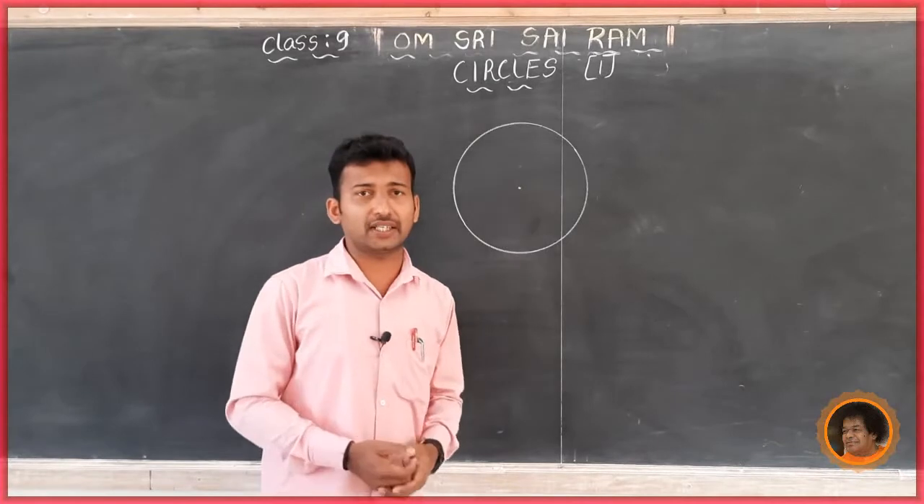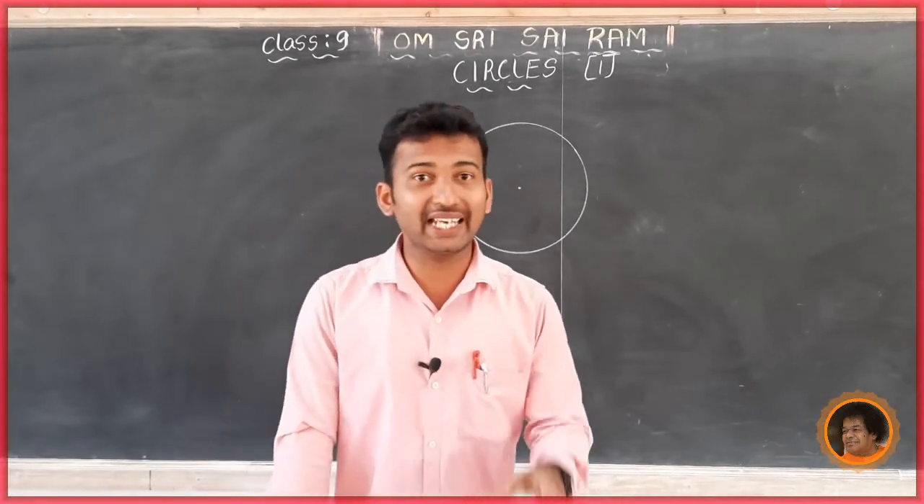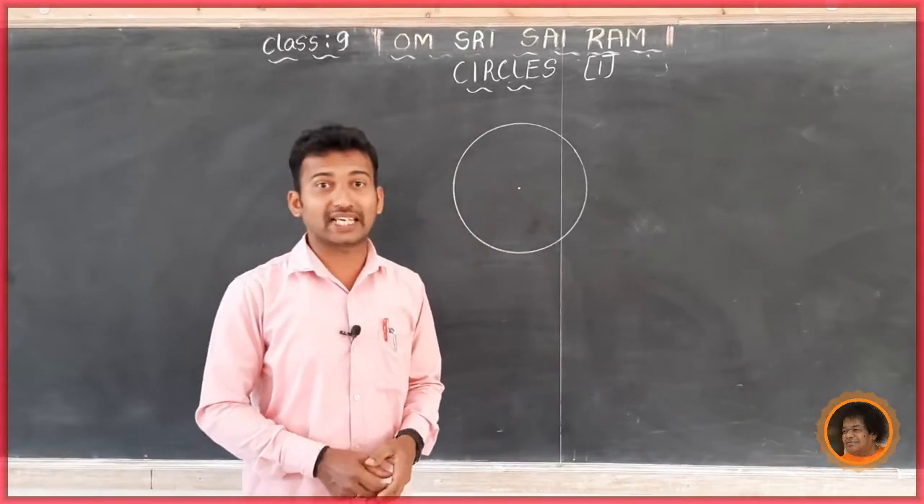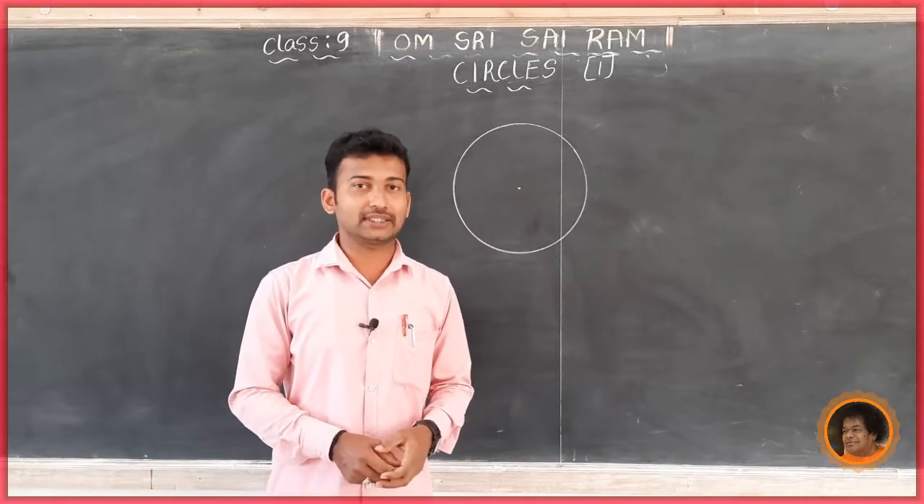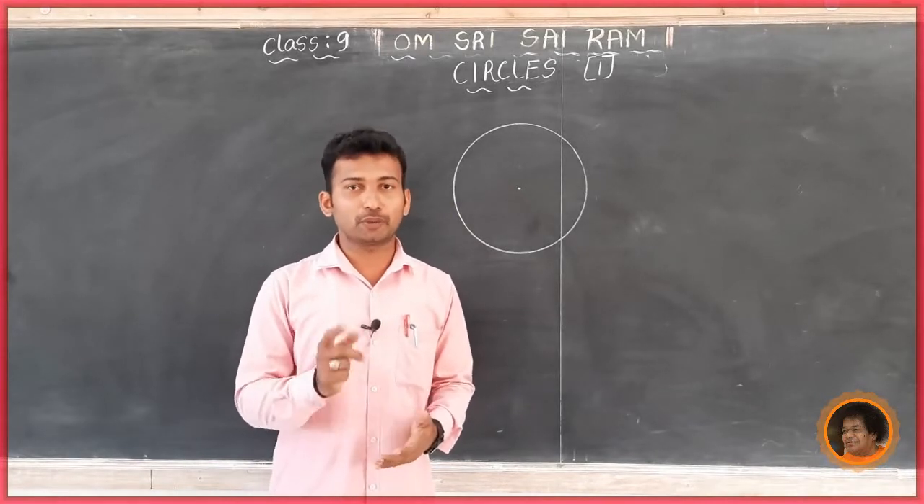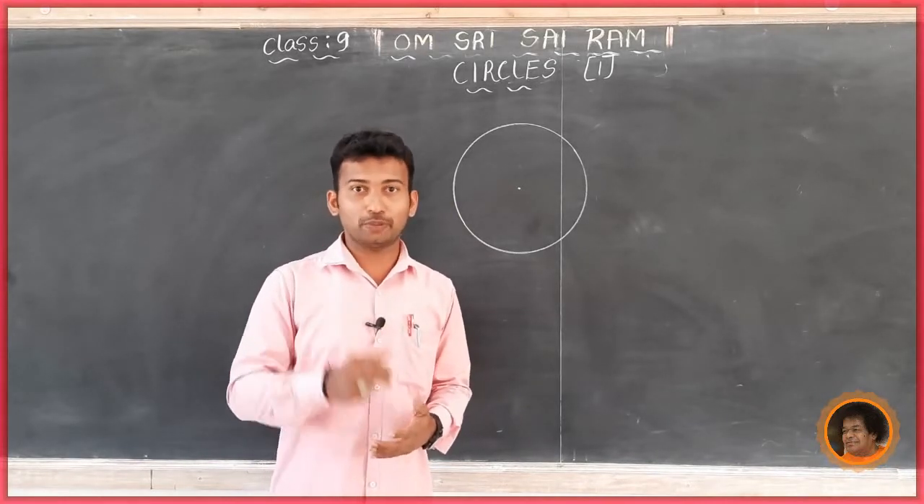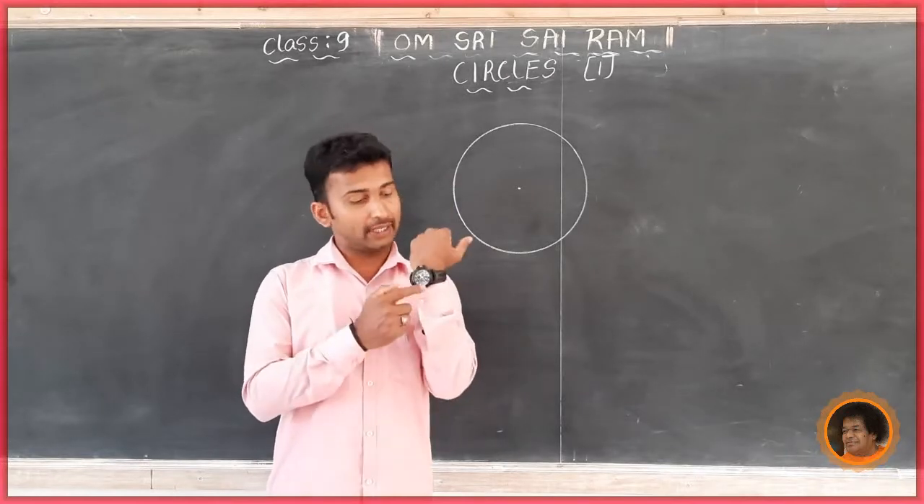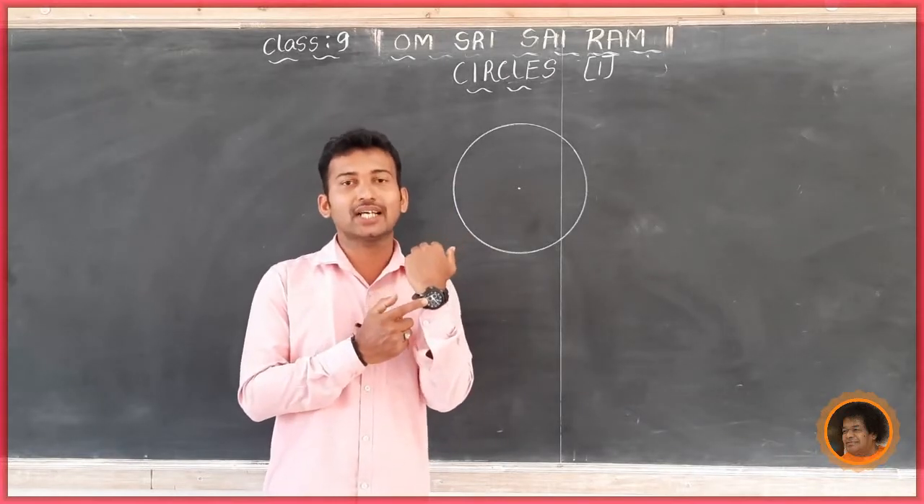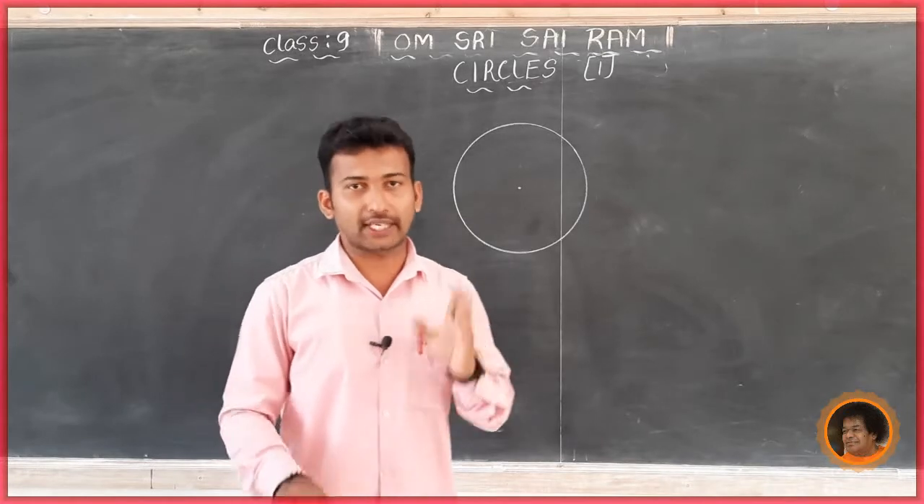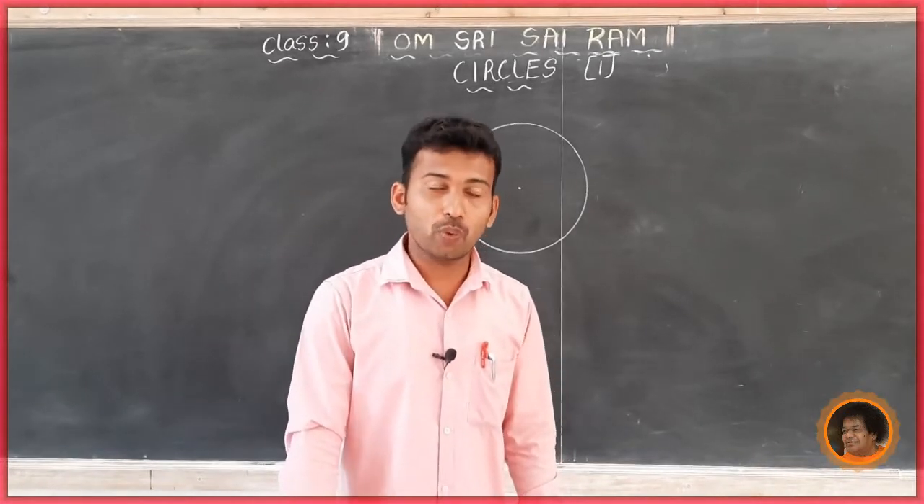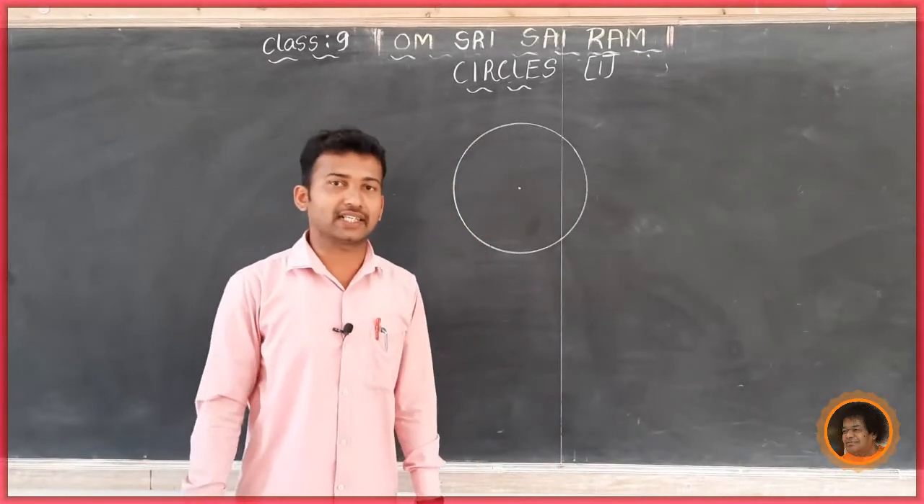What do you mean by circle? Have you seen any examples of circles? Yes, a coin, a 1 rupee coin, 2 rupee coin, or 5 rupee coin, or the dial of a wristwatch. These are examples of circles. So, what is the definition of a circle?